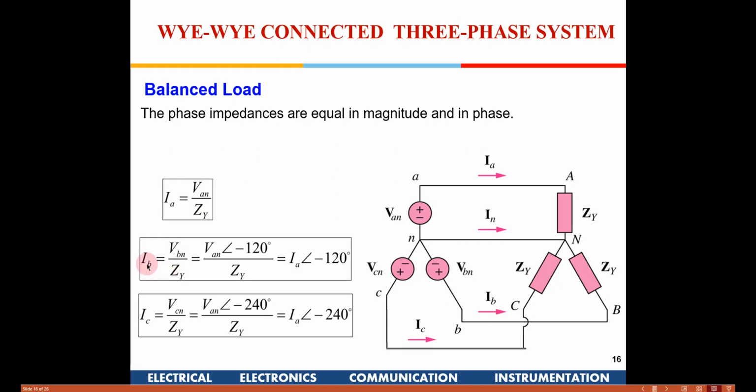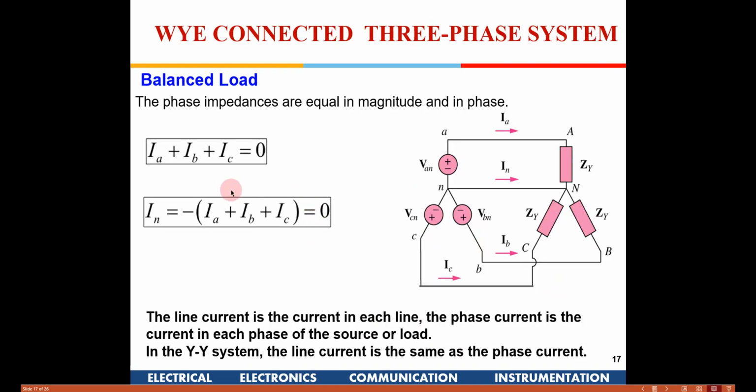Similarly, Ib will be this phase voltage divided by again the same impedance. Since that voltage is lagging the An by 120 degrees, the current flowing here is also lagging the first current by 120 degrees. Similarly, Ic will be lagging Ia by 120 degrees. If you see all three currents, they have the same amplitude, because the voltage is the same and the impedance is the same, so the magnitude will be the same. Since the three voltages differ from each other by 120 degrees, the currents also differ from each other by 120 degrees.